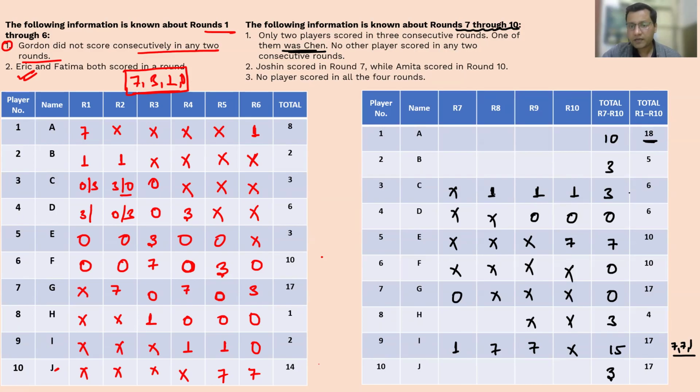Similarly, now if you see R7, R8, R9, and R10, all of these have 1. Now all the ones are exhausted. Now we cannot put 1. Now, next statement, no other player scored in any 2 consecutive.